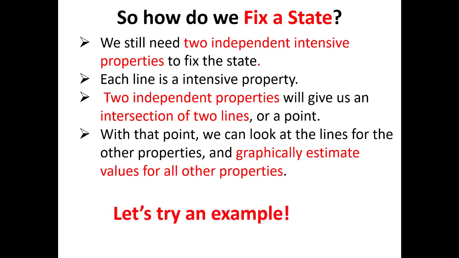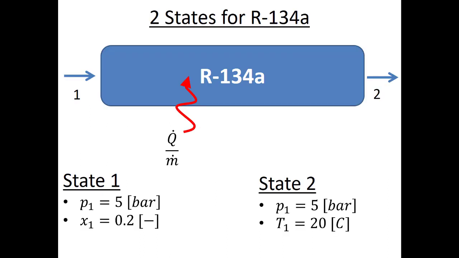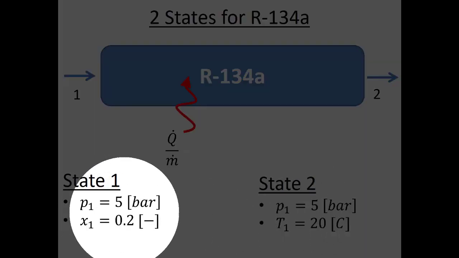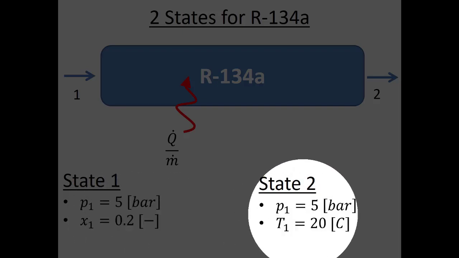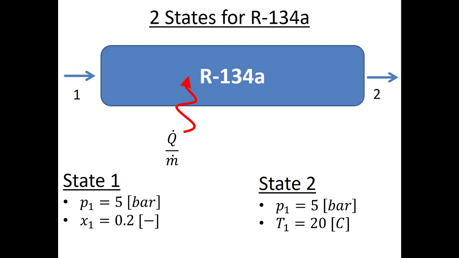So instead of just talking about it, let's try an example. Here we have R134a. We're adding heat into the evaporator, and we're told that at state 1, we have a pressure of 5 bar and a quality of 0.2. At state 2, we're still at a pressure of 5 bar, but we have a temperature of 20 degrees Celsius. So how do I find Q dot over M dot for this evaporator?